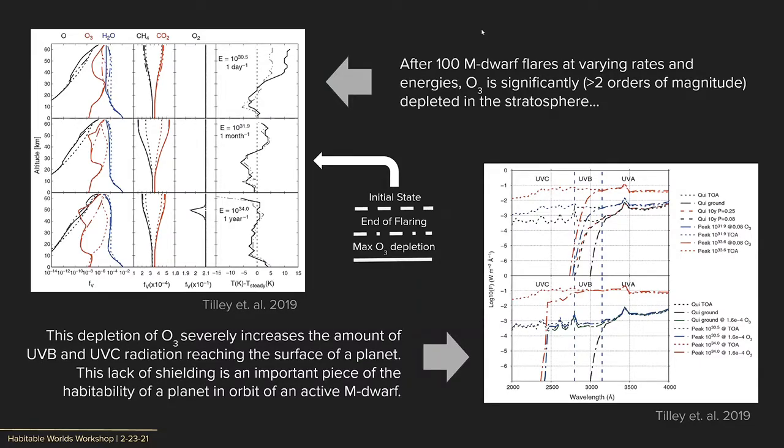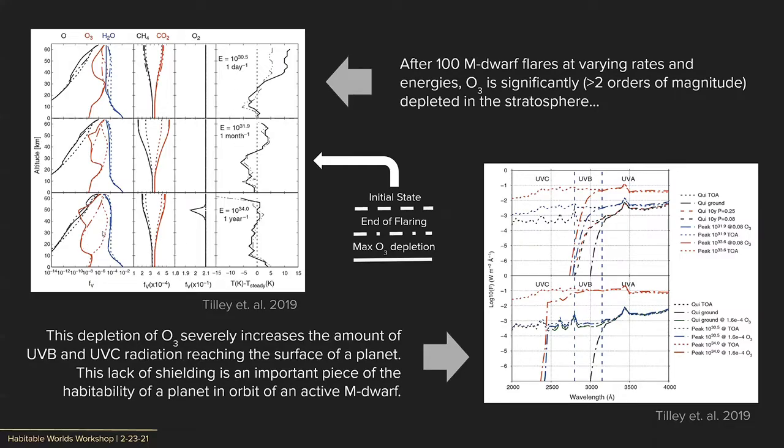So there was another study done following up on the work of Segura 2010. Tilley 2019 explored a very similar parameter space using a flare frequency distribution from a different star. But the meat of it is basically the same, where we see here the mixing ratios of various molecules in the modern Earth atmosphere. And each one of these cases has the planet being inundated with flares of varying energies at different rates.